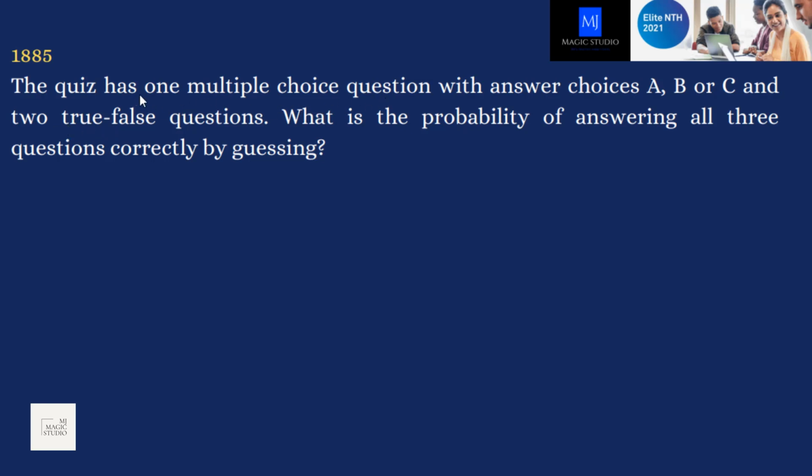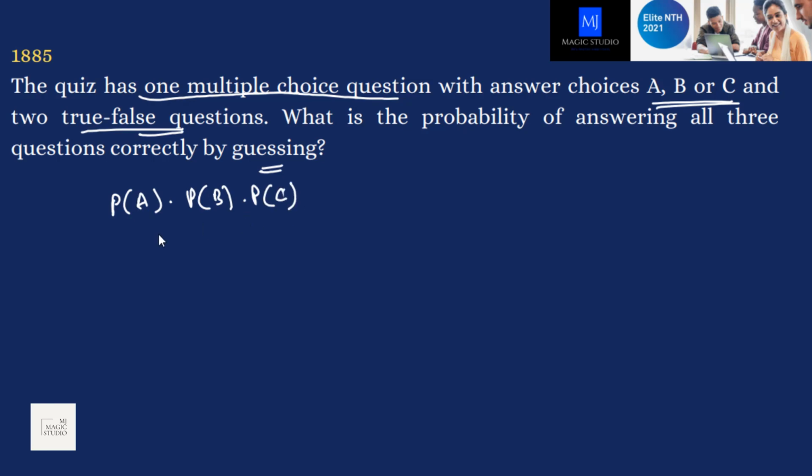A quiz has one multiple choice question with answer choices A, B or C and two true and false questions. What is the probability of answering all three questions correctly by guessing? So it's a question of probability, but it is an independent event. It would be probability of A into probability of B into probability of C.